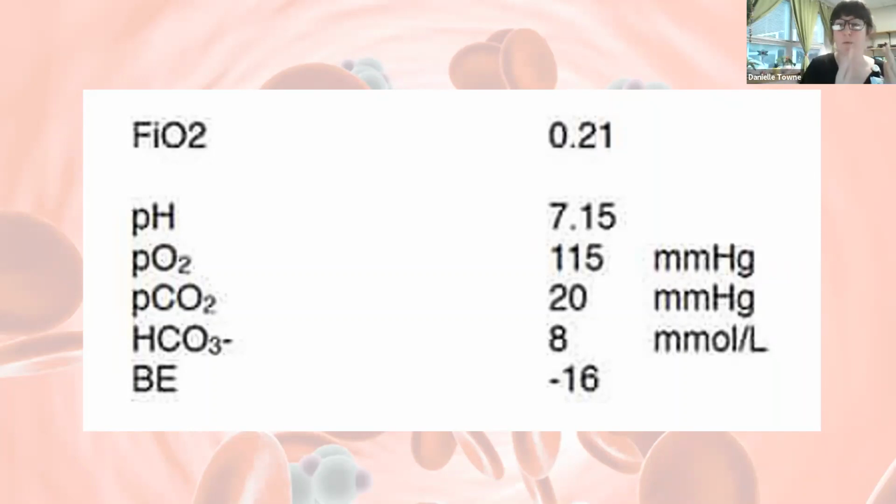So when we're low, we're acidotic. All right, their PO2 is 115, which is fine. That's normal for a person that's on room air. Their PCO2 is 20, which is below the normal 35 to 45 range, right? So that number's low. And their bicarb is also low. It's only 8. The normal is, remember, 22 to 26. So that's really low. And then we also have the base excess of -16. So what does all of that mean when we put it together?